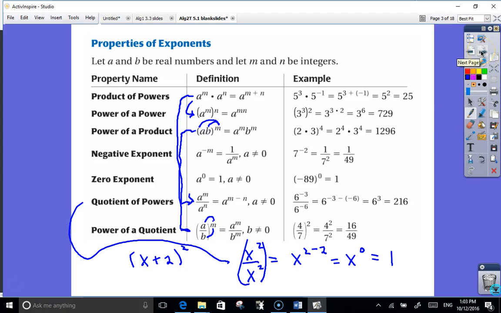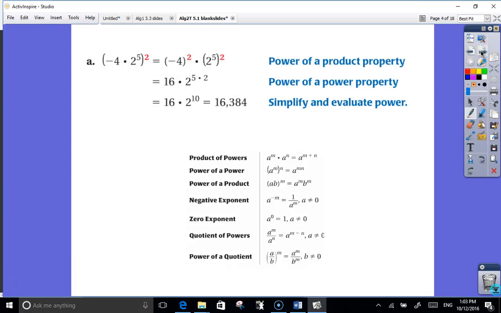So we're going to look through a few examples, do a few You Tries, and that'll be it. And these are already done. And they are stating the properties that they're using, and I've actually written the properties on the bottom so you can refer to them right away.